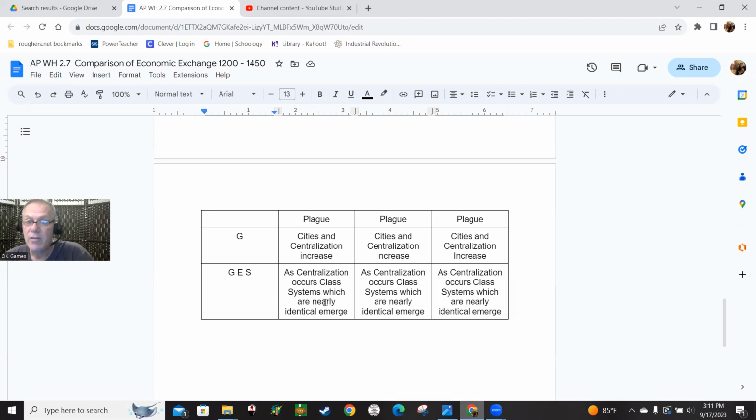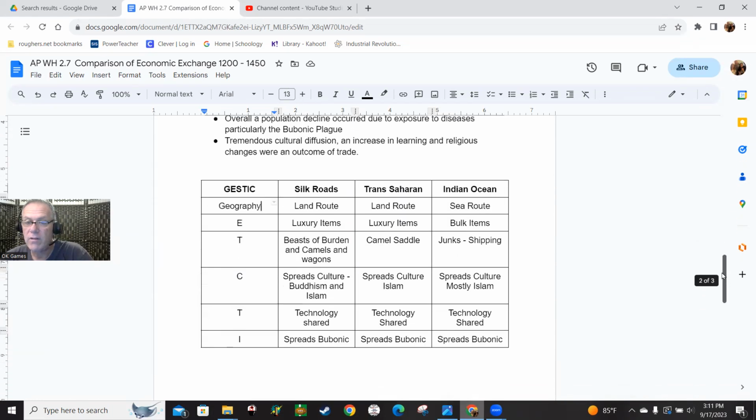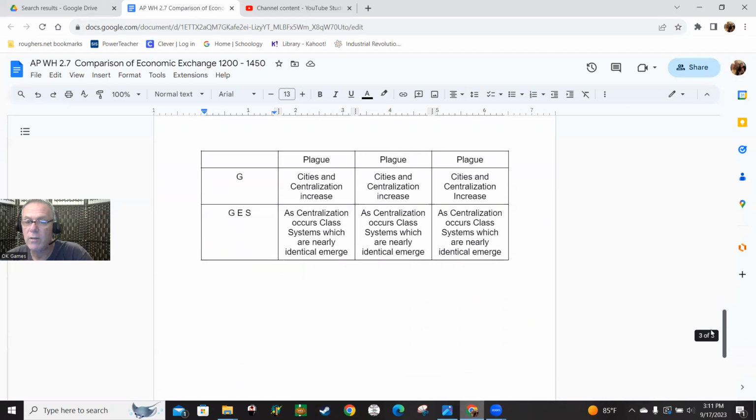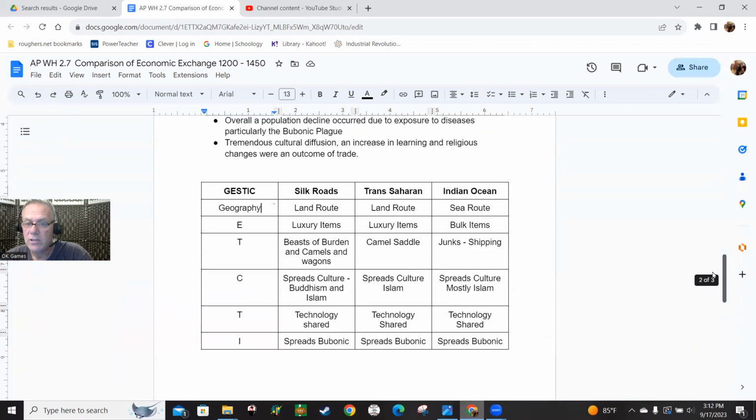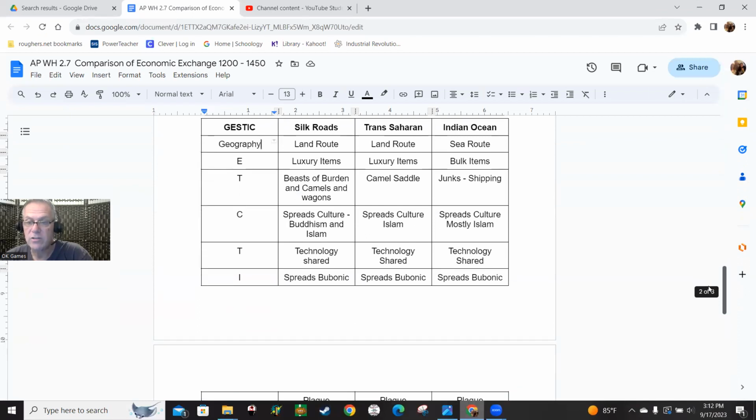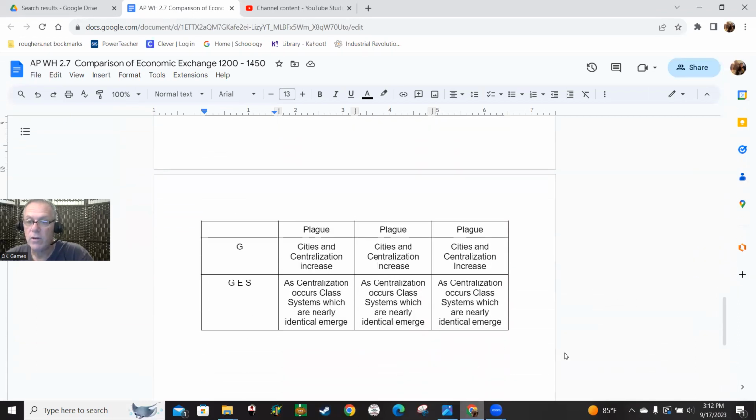Okay, that's all you need to know for this idea of the similarities and differences. When we compare, we look at similarities and differences, not just the way they're the same and not just the way that they're different. So this is what you need to know to understand that.